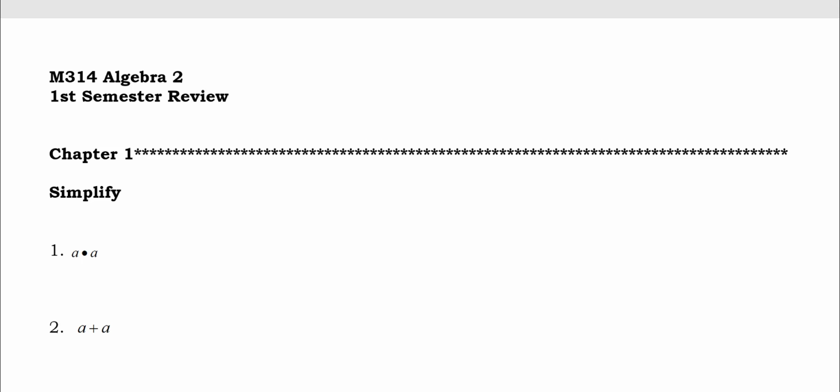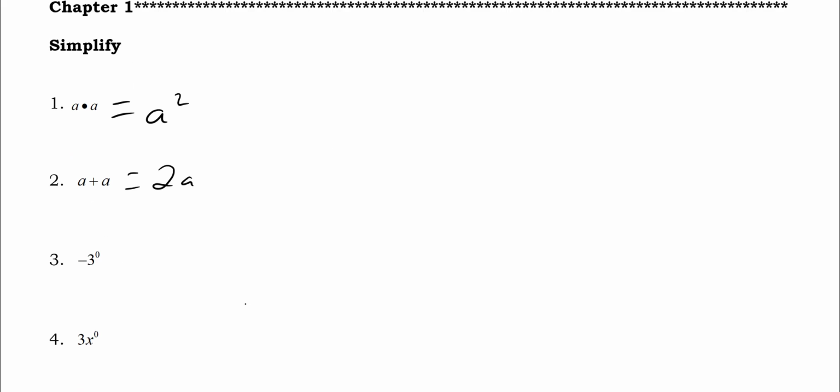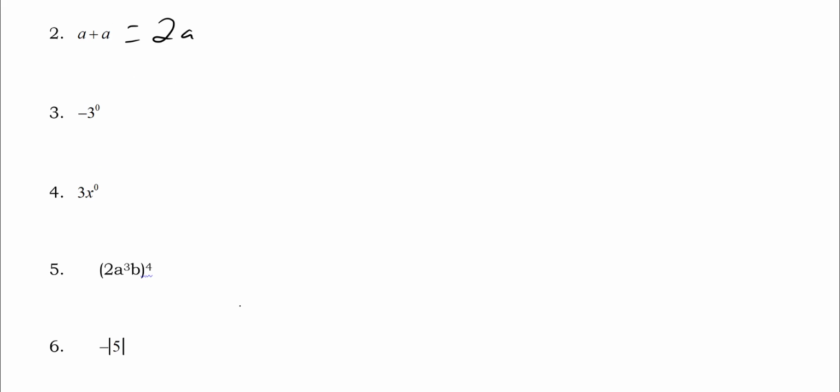A times a is a squared. Remember, you add the exponents. I don't want to digress here, but a to the fifth times a to the seventh would be a to the 12th. A plus a is 2a. If you have one a, I hand you another a, you've got two a's. Hopefully you get lots of those in your test.